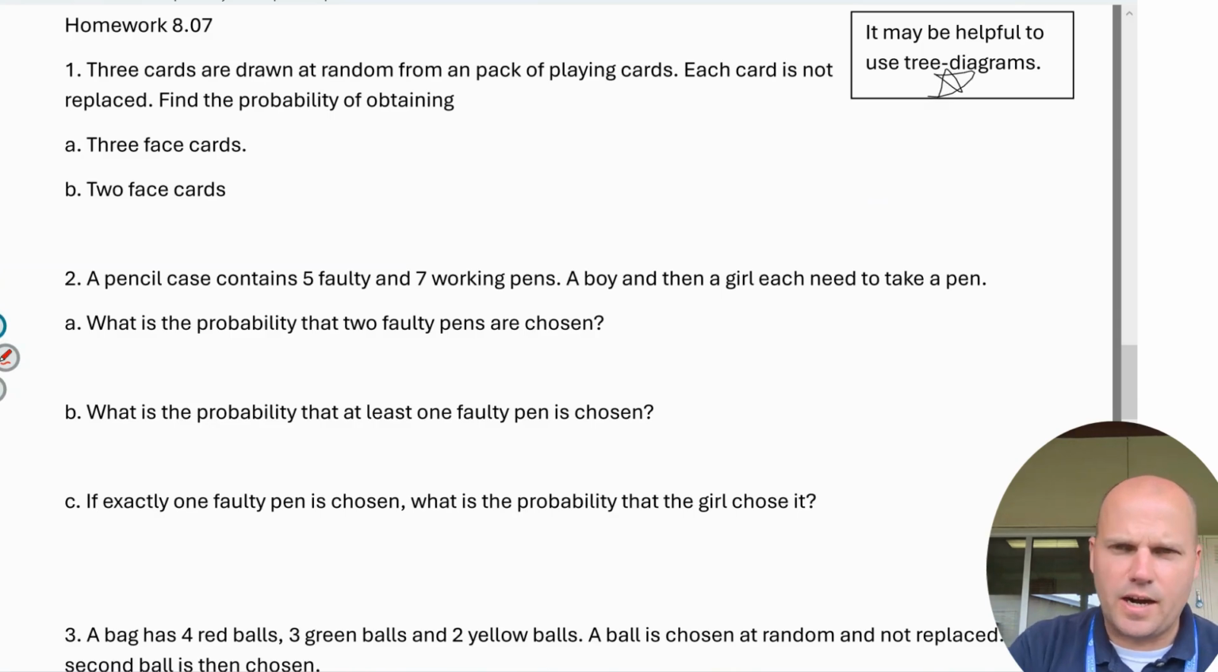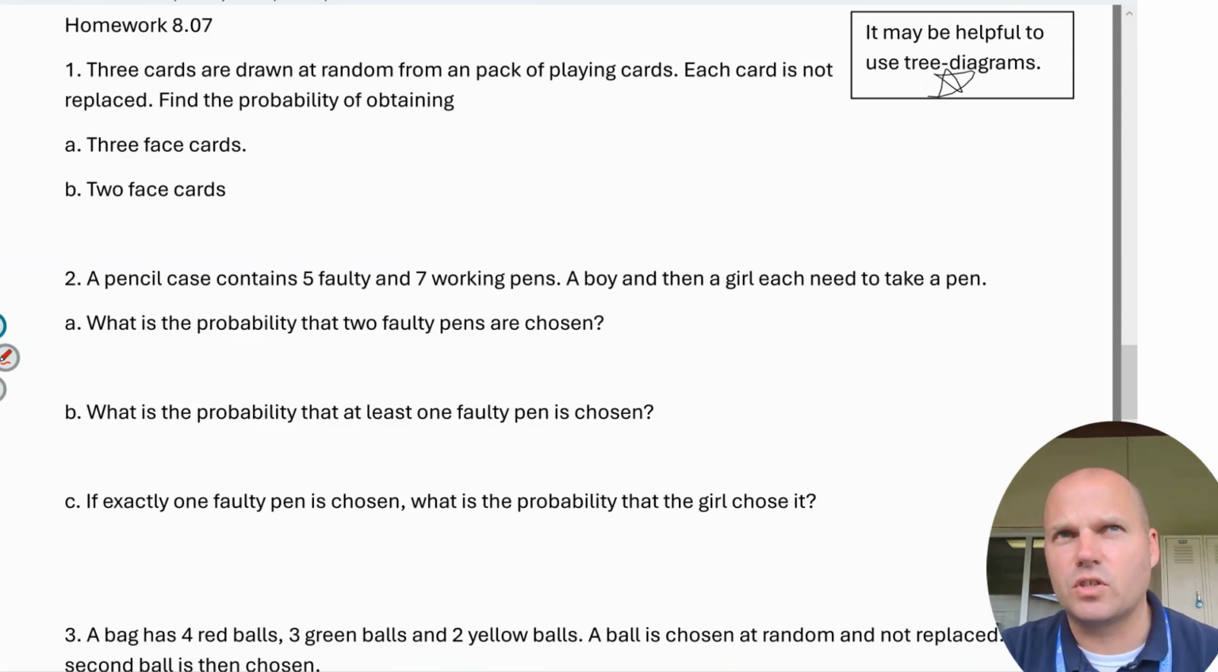You could use tree diagrams. I don't for these. I think it's more of just understanding that for multiple events we multiply.